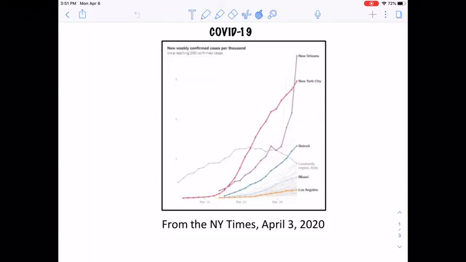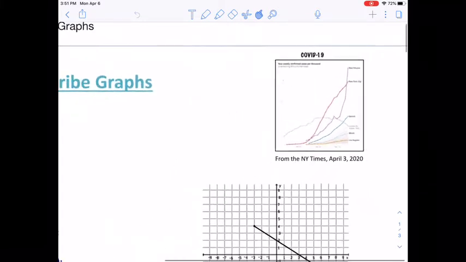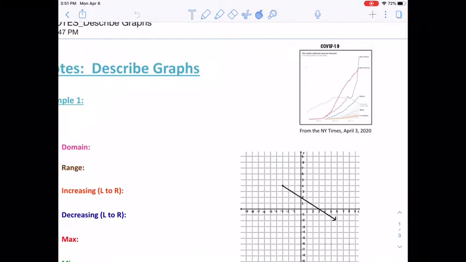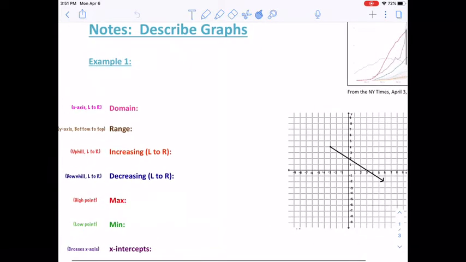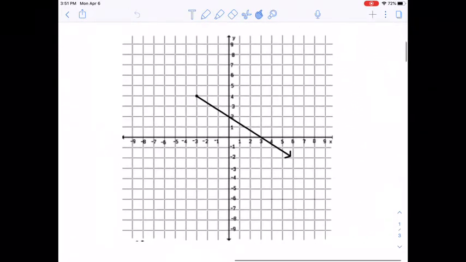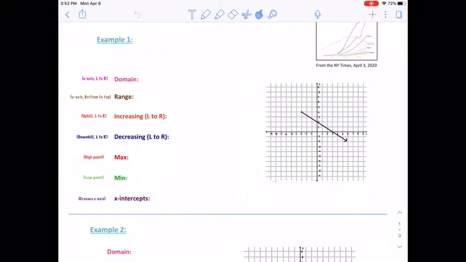Obviously, we can see here that the cases are increasing, and we all know that we want to get to a point where the cases are decreasing. So we're going to look at how we can describe graphs, some of the important characteristics of graphs. Example 1 is this ray. We can see that it's a linear function. And we're going to start with domain and range.